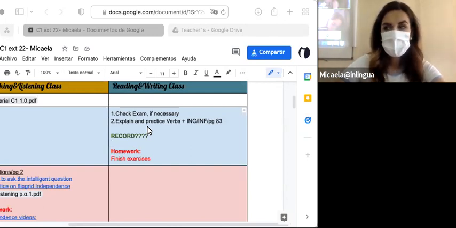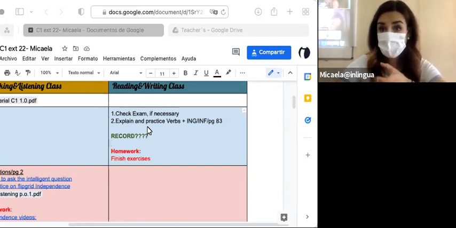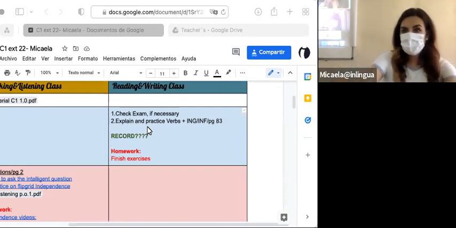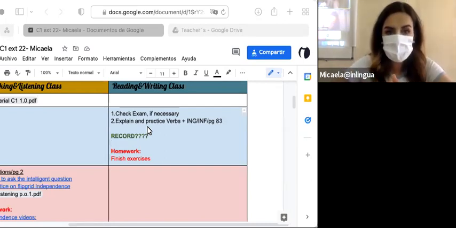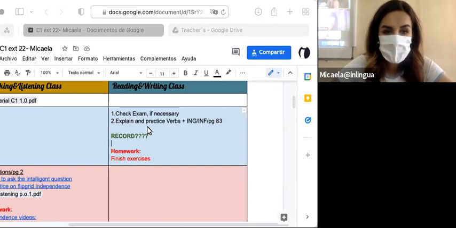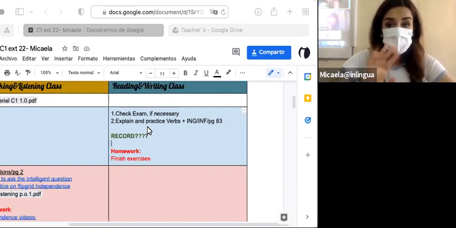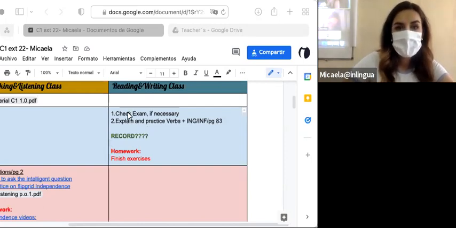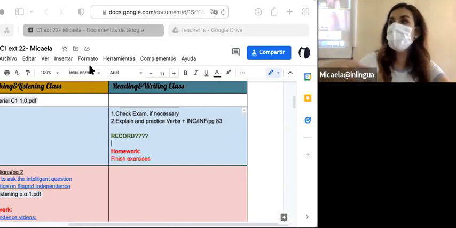Make has a lot of collocations, many collocations, and there's always the dilemma between make and do. But today we're going to focus on the fact that make, when it means obligar, forzar, is followed by the verb, no infinitive. They made me leave. Me hicieron salir, me obligaron a irme.